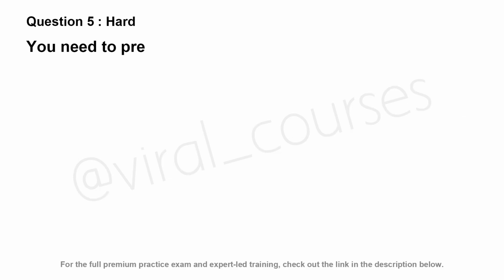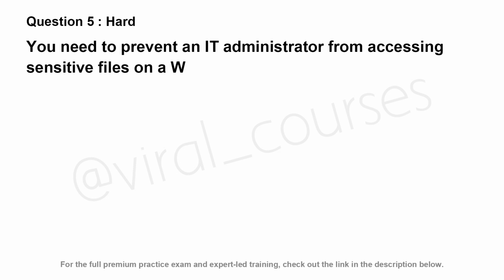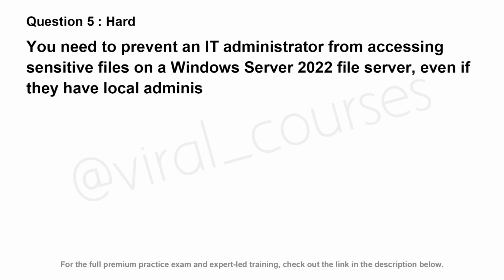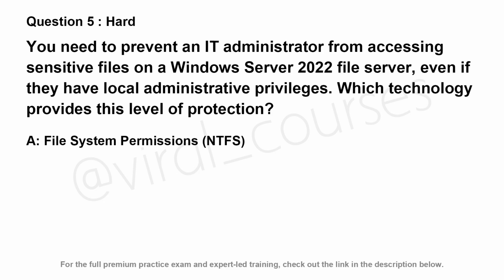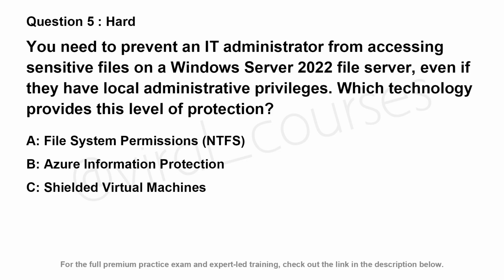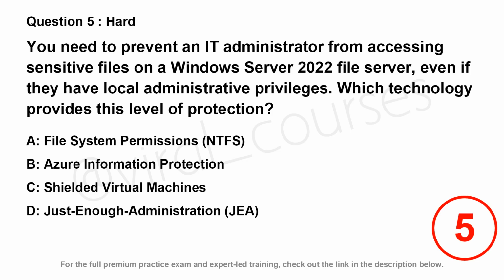You need to prevent an IT administrator from accessing sensitive files on a Windows Server 2022 file server, even if they have local administrative privileges. Which technology provides this level of protection? Option A, File System Permissions, NTFS. Option B, Azure Information Protection. Option C, Shielded Virtual Machines. Option D, Just Enough Administration, JEA.